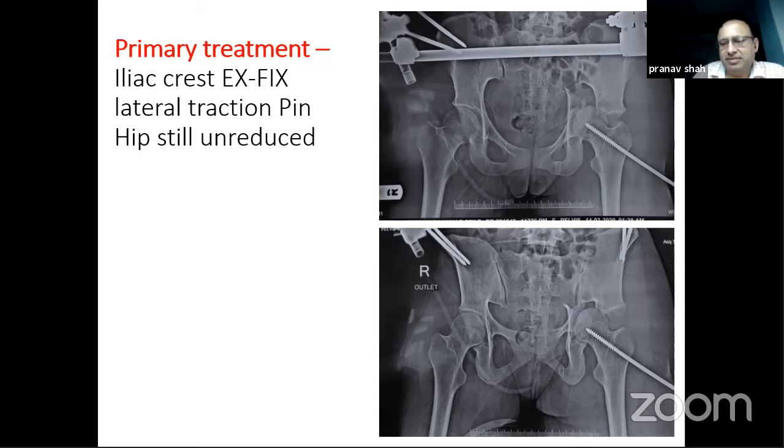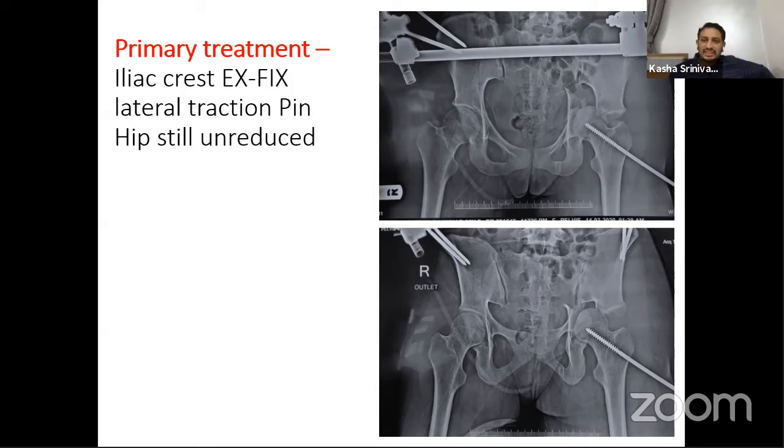Dr. Srinivas. Yeah, so I do accept that the external fixator at this point of time doesn't have any role. Because your SI joint seems to be reasonably okay. And the main problem is at the acetabulum. And I'm sure this pin won't work.